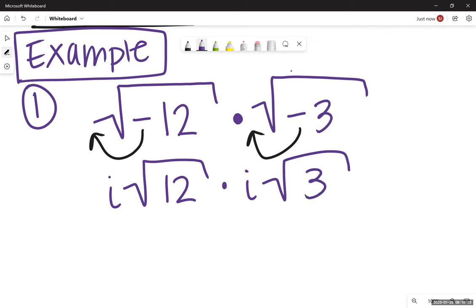So now after I've pulled those negatives out and they become imaginary units, I have i square root of 12 times i square root of 3. I'm just going to give you a heads up. If you see the multiplication symbol, 100% of the time, do what I'm going to do. Don't go to the side and start trying to do prime factorization, because 3 is prime. So if you did, it's only two things that can divide it. Do you see how you don't get anywhere?